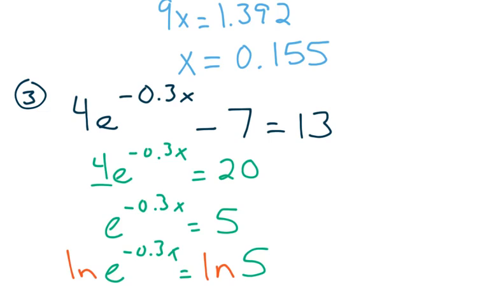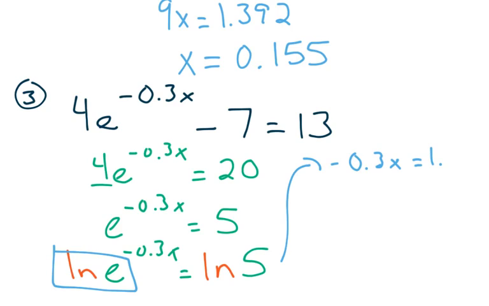So natural log of e to the negative 0.3x. Natural log of e cancels itself out, so we're just left with, we'll draw a little arrow here, negative 0.3x, and that is equal to the natural log of 5. That's something you can type in your calculator. That is 1.609. Okay?